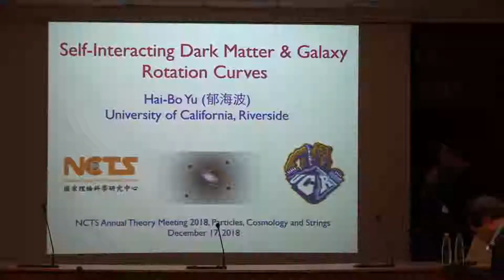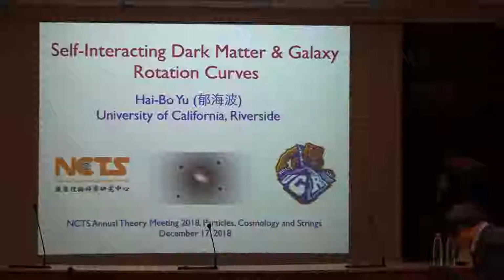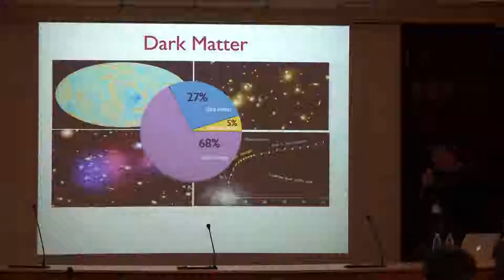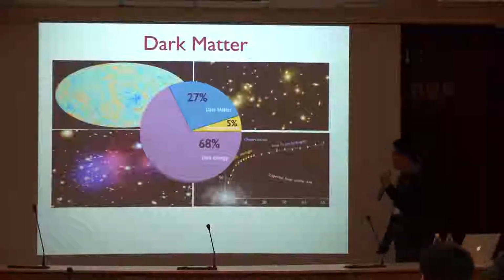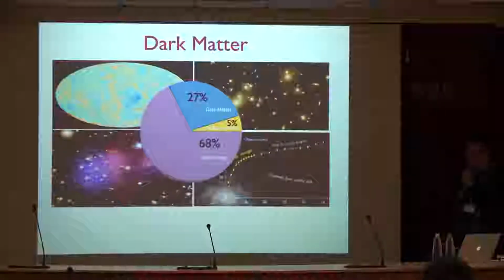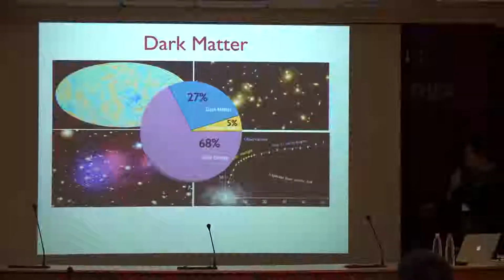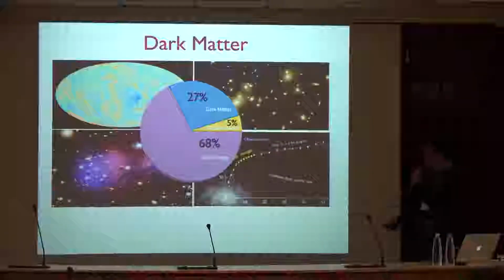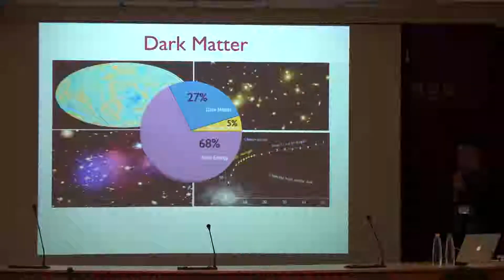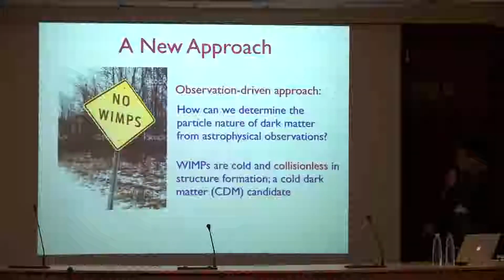Today I'm going to talk about self-interacting dark matter. And as we all know, dark matter exists. It turns out 27% of our universe is made out of dark matter. The normal matter only accounts for 5%, and the remaining part is dark energy. Of course, we also don't know what dark matter is.